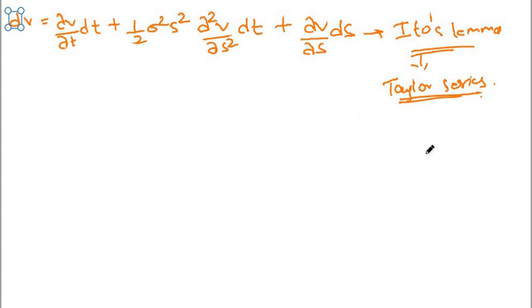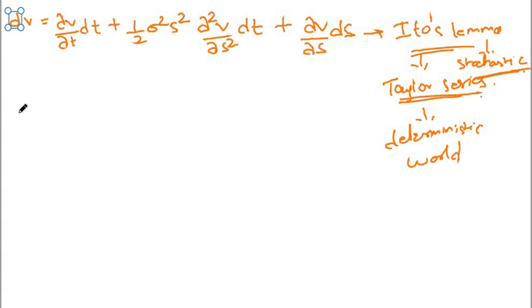Ito's lemma. Taylor series is for the deterministic world, whereas Ito's lemma is for the stochastic world. Now, since we have dV, the change in the option value over a small time period dt, the change in the option price, then we also have the change in the stock price over a tiny interval period of dt.